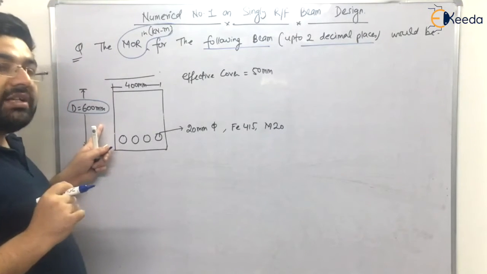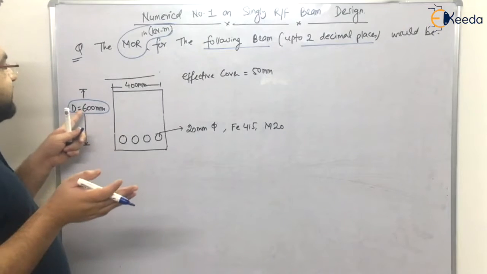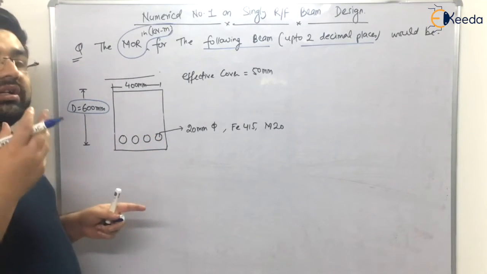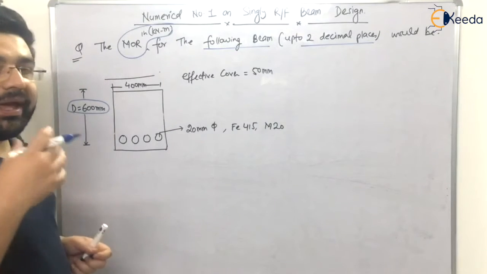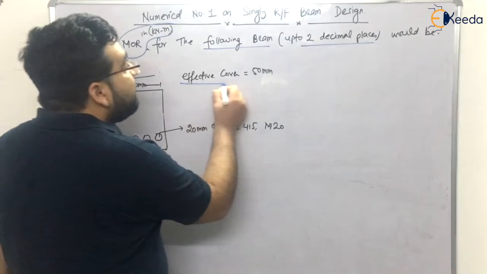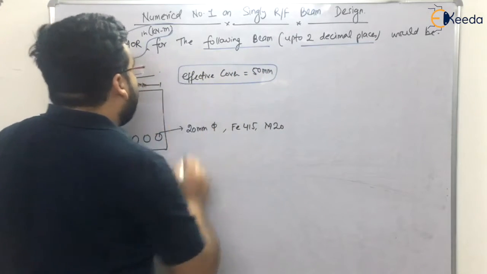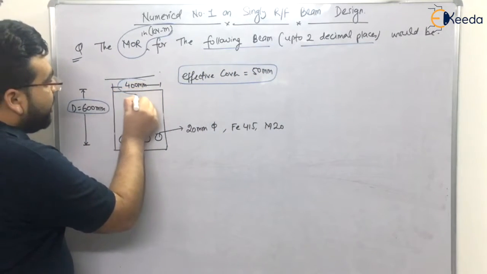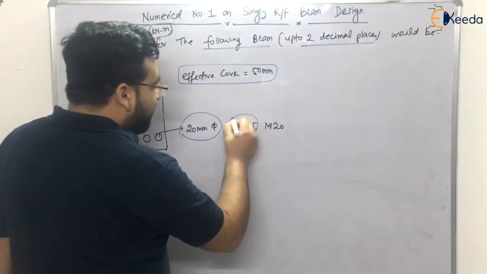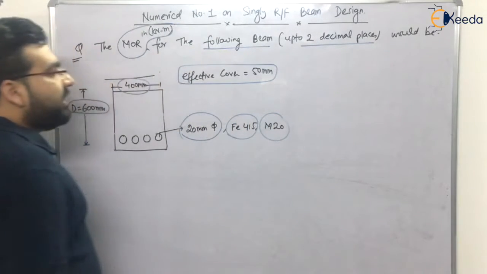Now, many students make this mistake. Instead of taking the effective depth in designing, they take the overall depth. They don't pay heed to what the effective cover is. Effective cover is given to you as 50 mm. Important: the width of the beam is given as 400 mm, 20 mm diameter bar, Fe415, M20. So everything is given to us.